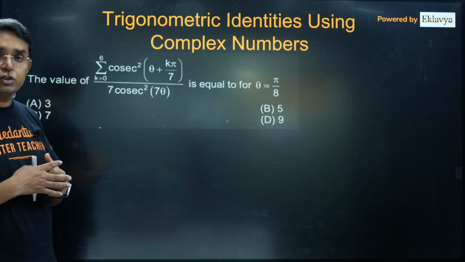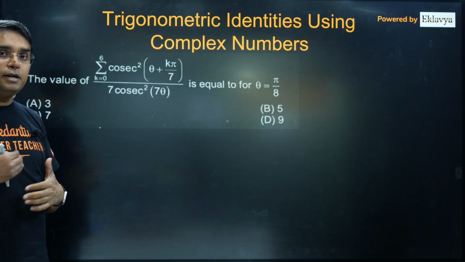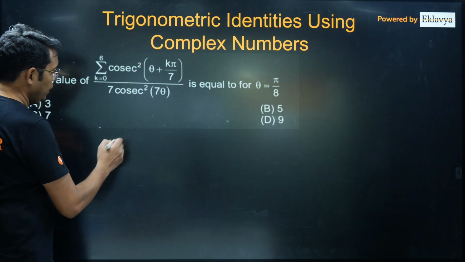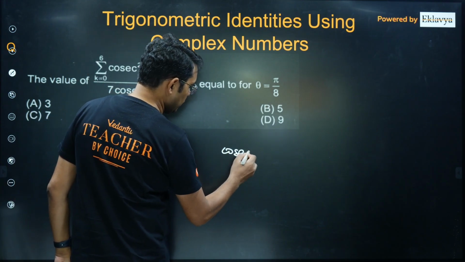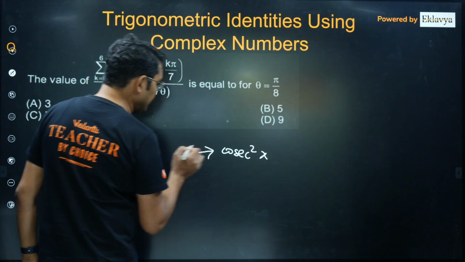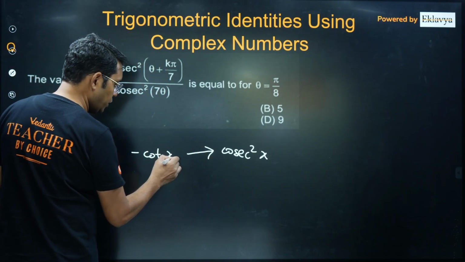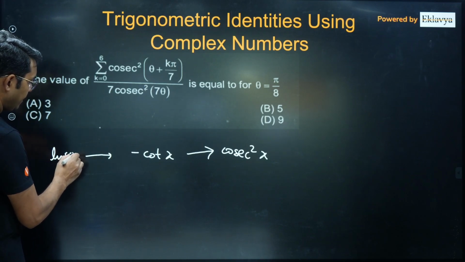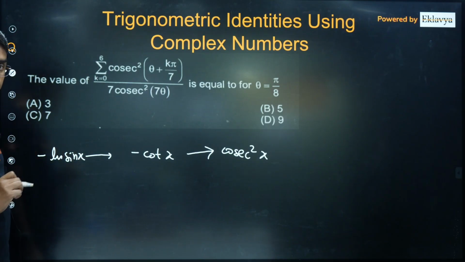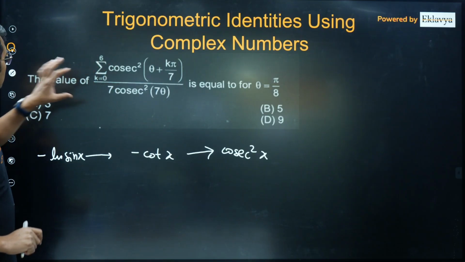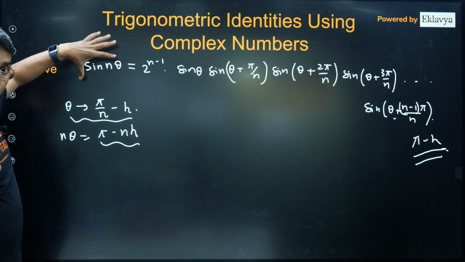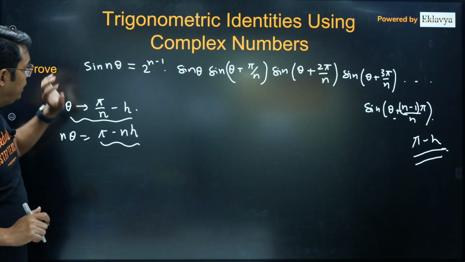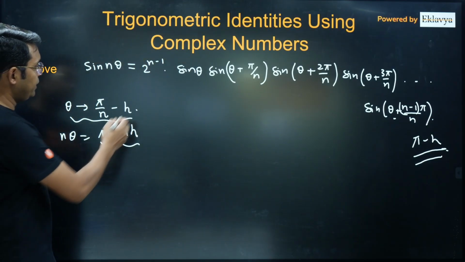Please see, cosecant square theta, if you remember, is the differentiation of minus cot. Okay, let me start that way. Cosecant square x is the differentiation of minus cot, and minus cot is the differentiation of log sine, or maybe minus sign, you can put it here. So what you have to do for this question, you just have to take the log and then differentiate two times.